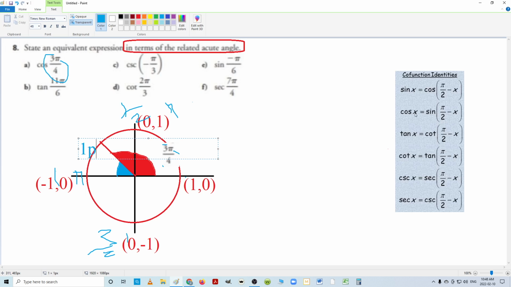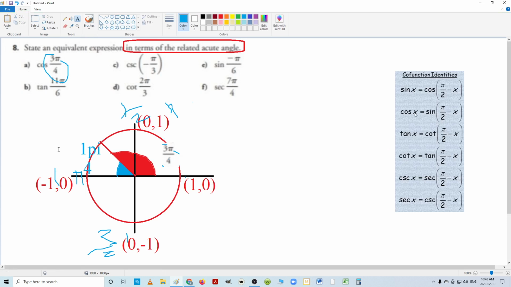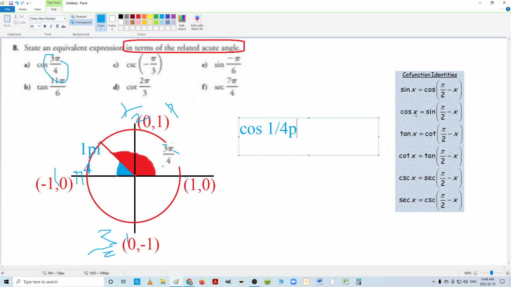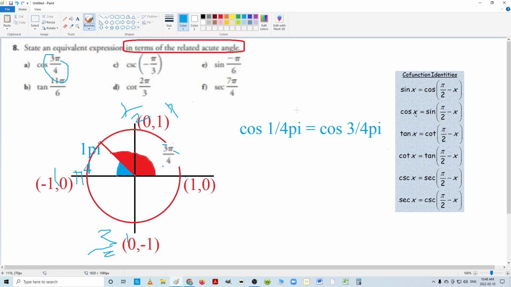1 pi over 4. So that means that my cos values of 1/4 pi will be the same as my cos values of my 3/4 pi, with one exception. My cos values of 1/4 pi are always going to be positive because it's the acute angle in the first quadrant. 3/4 pi falls in this quadrant where cos is negative. So that means that cos 3/4 pi is not equal to cos 1/4 pi, but it's equal to cos 1/4 pi times -1. The easier way to put that is we just put negative cos 1/4 pi.